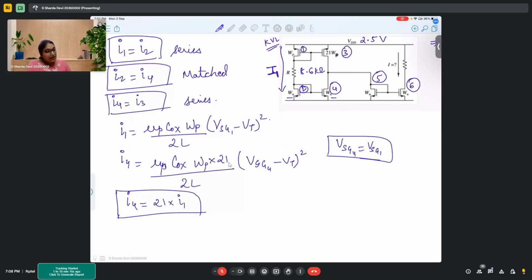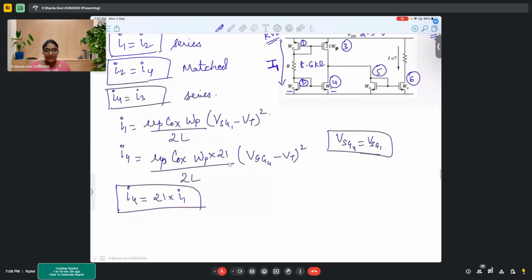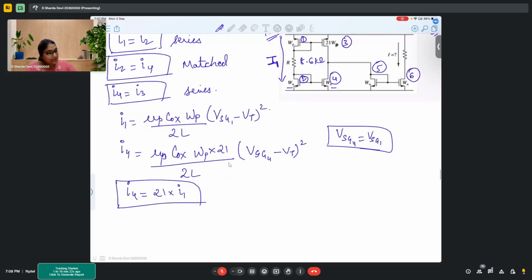Okay, now coming to this transistor here, if we see this, oh, this was I3, sorry, this is I3. I'm talking about I3. And I4 and I2 are equal. So this is I3, this is I4, and this is, let's say, I5.